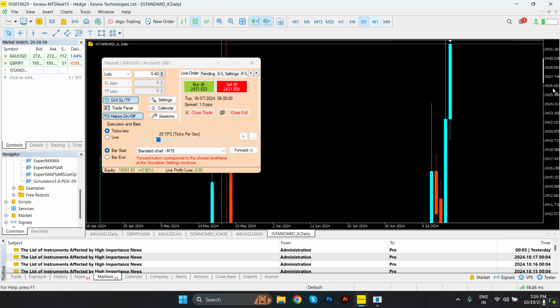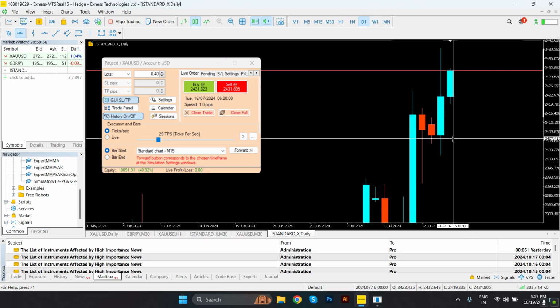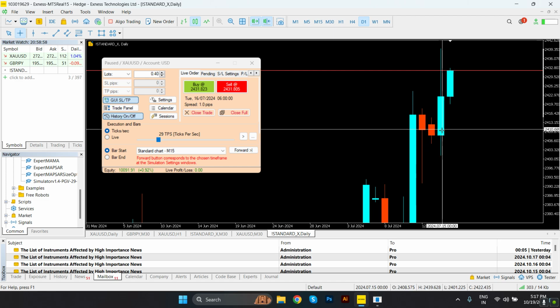Okay, let's just jump to the daily time frame. Yeah, see, look at this. Yesterday we had this 1 2 3. This candle was a bearish candle.